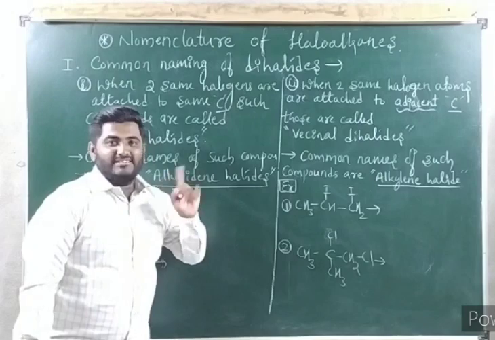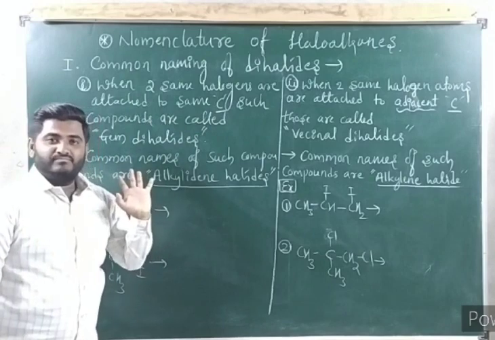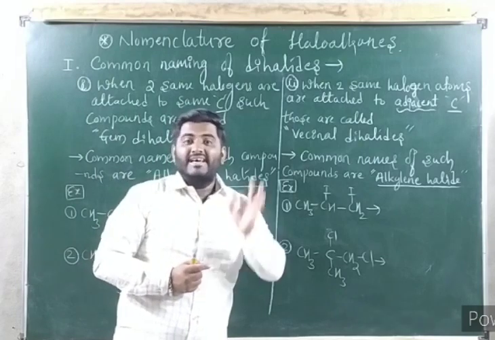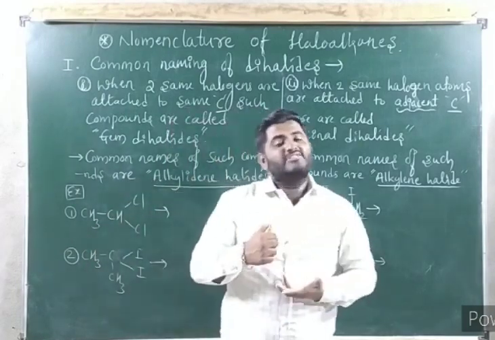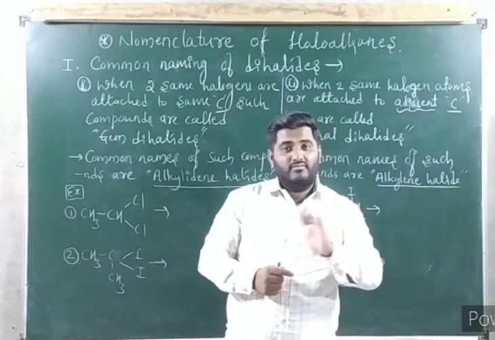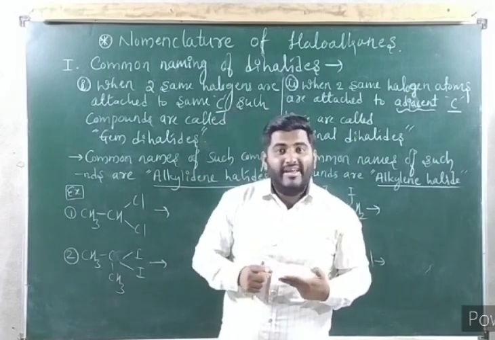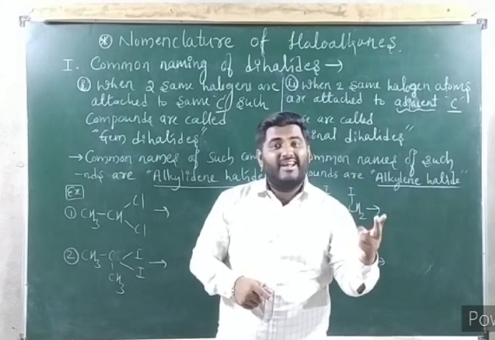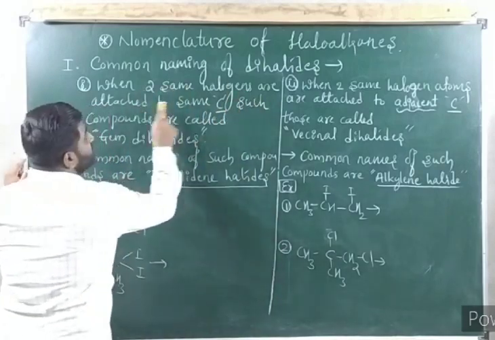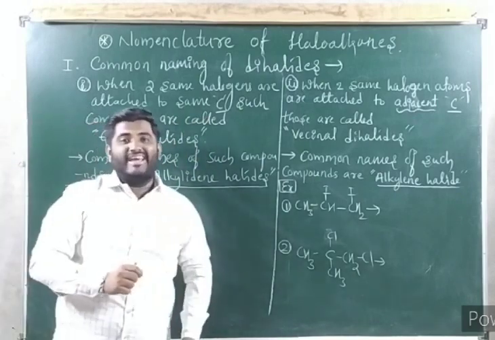For the common system of dihalogen compounds, you have to remember these 2 cases. Common naming of dihalides. First one: when 2 same halogens are attached to the same carbon, such compounds are called geminal dihalides. We have already studied this in the previous class, the classification of haloalkanes based on the number of halogen atoms. There we studied dihaloalkanes: geminal dihalides, vicinal dihalides, terminal dihalides. Have you remembered? When two same halogens are attached to the same carbon, such compounds are called gem dihalides.